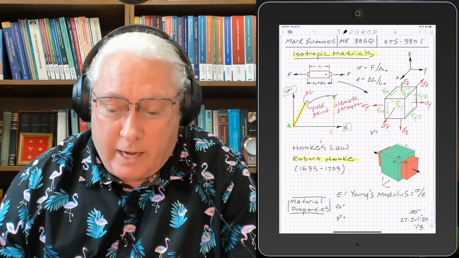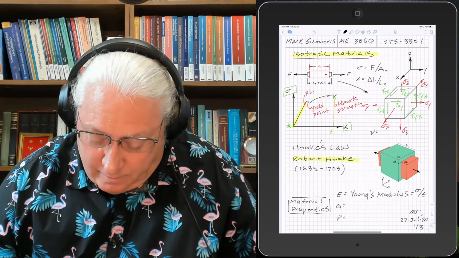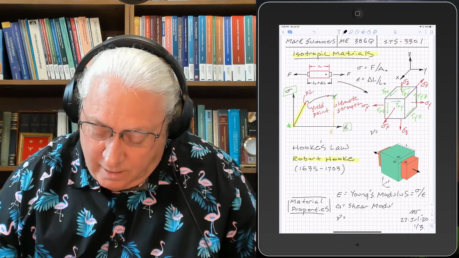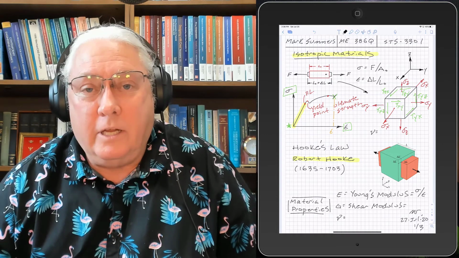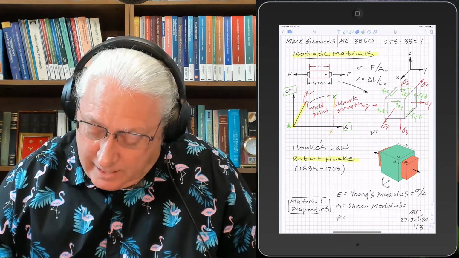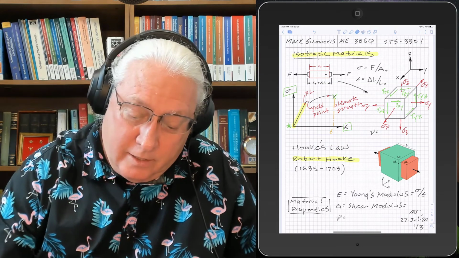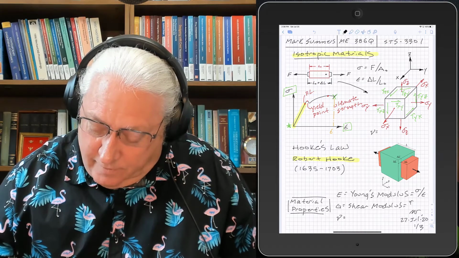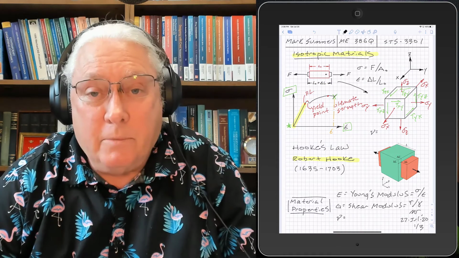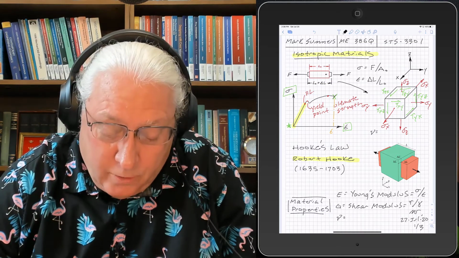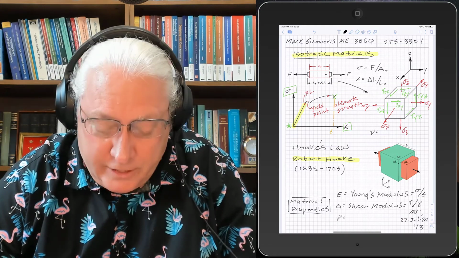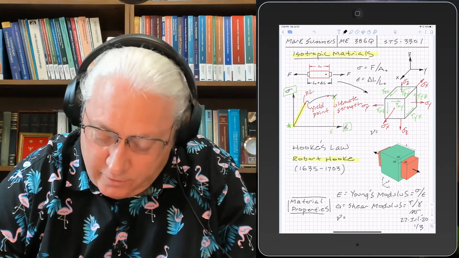Another material property we need to keep track of is shear modulus, and we designate that with G. And shear modulus is similar to Young's modulus, but instead of normal stress over normal strain, it is shear stress divided by shear strain, which we usually write as gamma. So that's another material property.